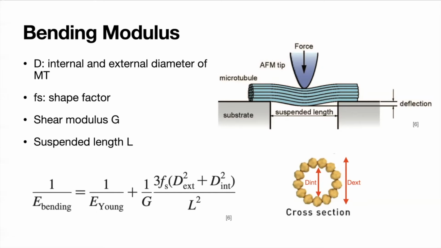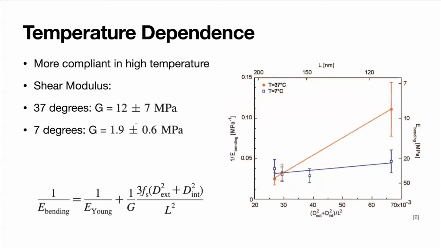Since almost nobody cares about the elasticity of the microtubule, it's actually pretty difficult to find a constitutive law for microtubules. More quantitative measures are about the lateral deformation, which is like the bending modulus formula on the slide. The bending modulus is actually temperature dependent. If we look at the right figure, the orange line is the bending modulus curve at 37 degrees Celsius, and the blue line is at 7 degrees Celsius. The microtubule appears to be more compliant at higher temperature.